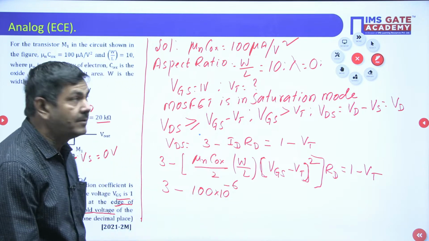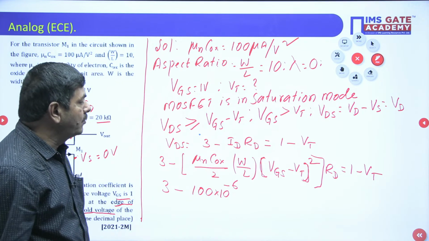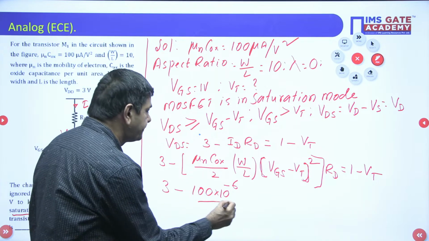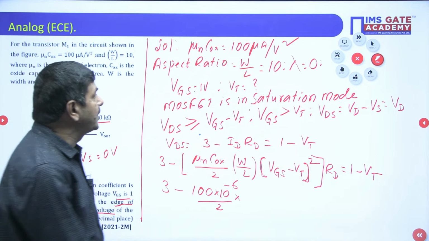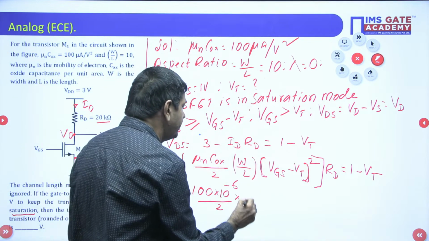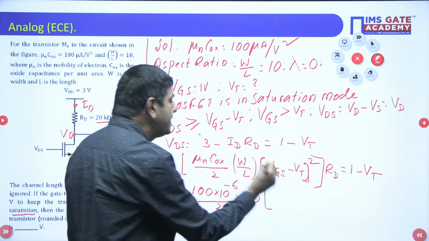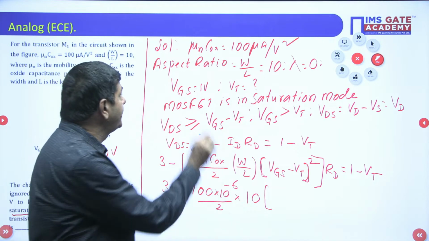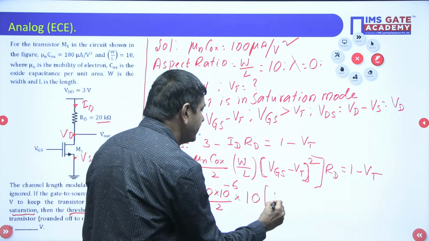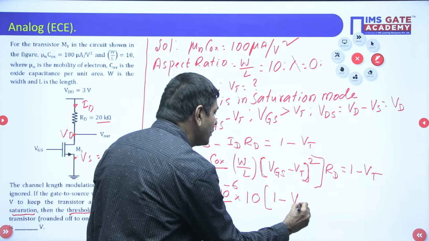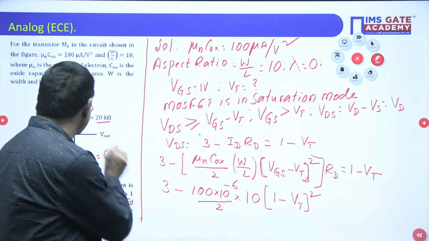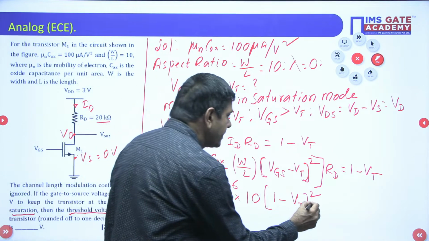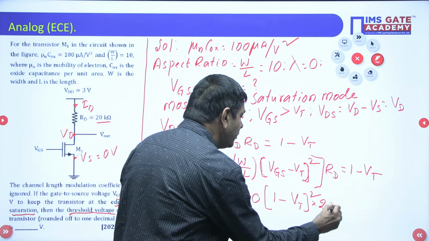100 micro amperes per square volts. Divide by 2. W by L, aspect ratio, is given as 10 in the problem. VGS is given in the problem. VGS is 1 volt. We want to find the threshold voltage. RD, drain resistance, is given as 20K, 20 kilo ohms.